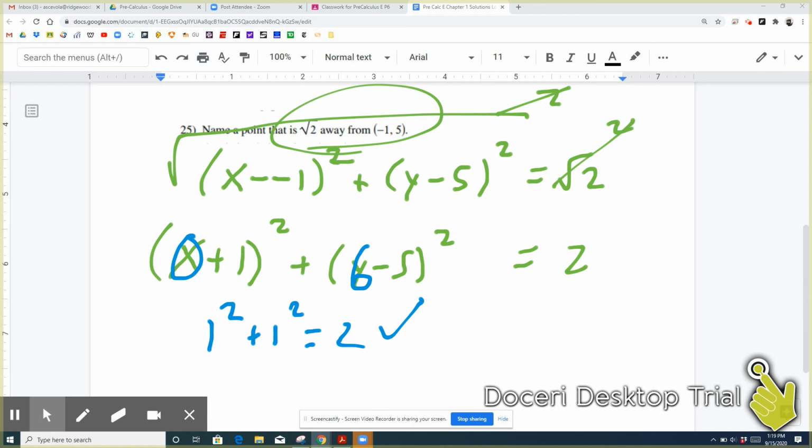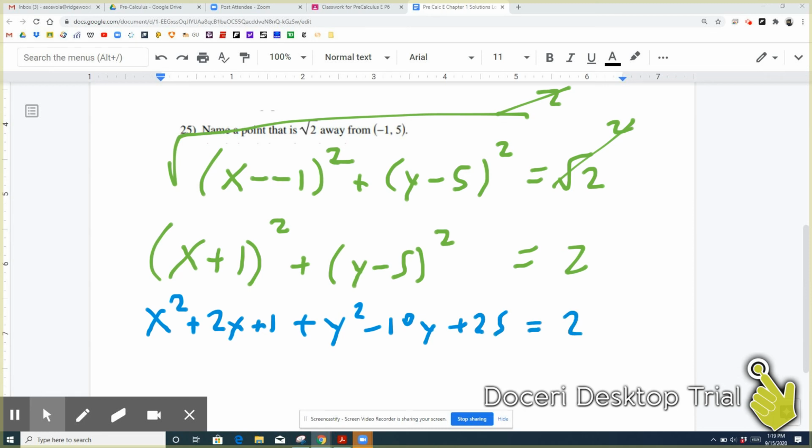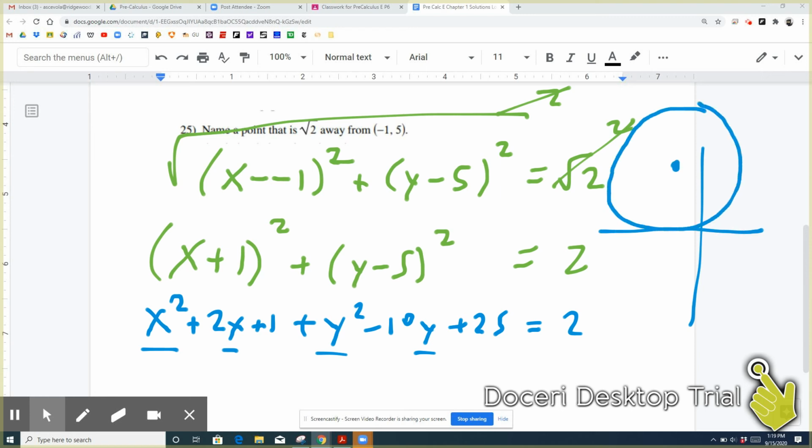Solve for x or y and put it in point-slope formula. The thing is, when you multiply this out, it gets kind of messy where you have 2 variables and one's squared and one's just x. The reason why that happens is because there's really an infinite amount of answers. If you think back to what we talked about at the beginning, there's an infinite amount of points that are root 2 away from (-1, 5).